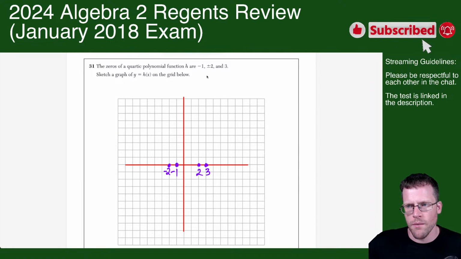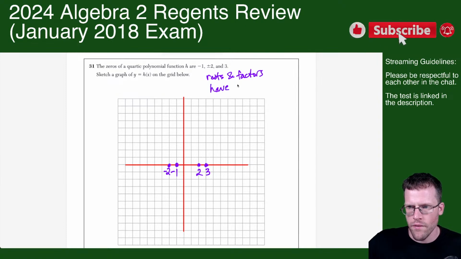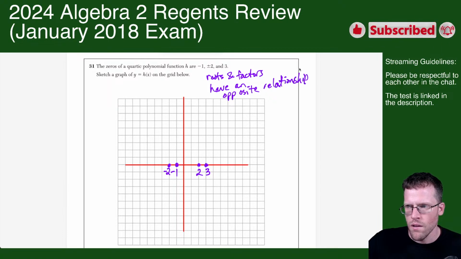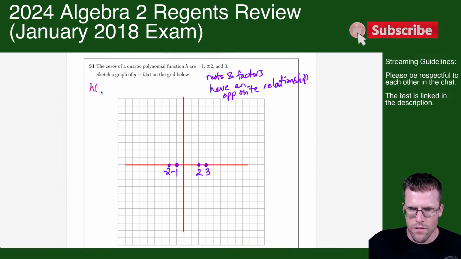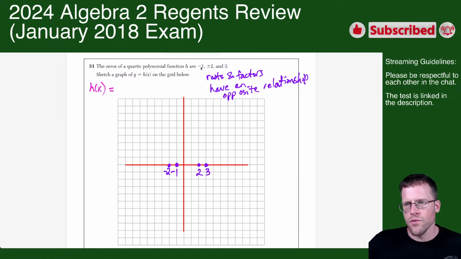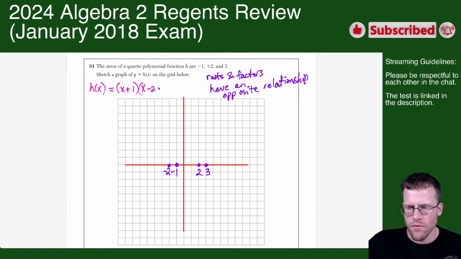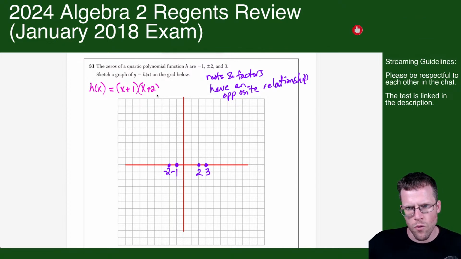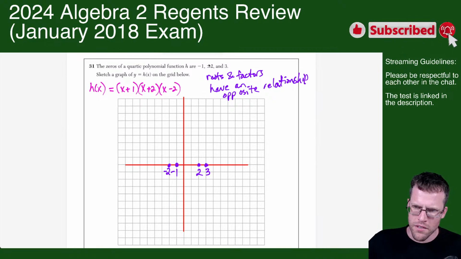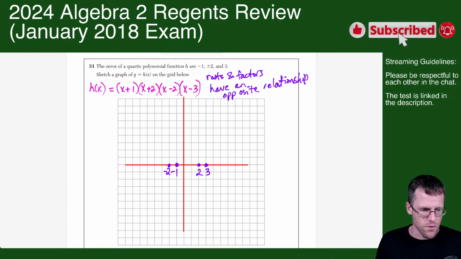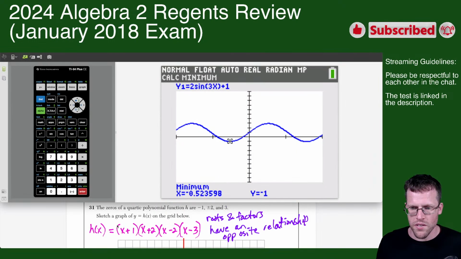All right, now this is the same concept from algebra. Roots and factors have an opposite relationship. Okay, so h of x equals, if I have a root at -1, my factor is x plus 1. If I have a root at -2, that would be a factor of x plus 2. But since I have plus or minus, I have both of those factors. A root at +3 is a factor of x minus 3. And then I could just use the calculator to get a sketch.